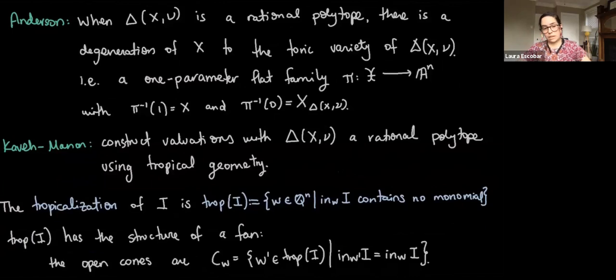It's very classical, but very surprising when you learn about it, that the tropicalization, this baby case of tropicalization, has the structure of a fan. It's a subset of Q^n, but you can subdivide it, cut it into pieces, in the following way. You define the open cones as follows: take a w in the tropicalization, and construct a cone by adding to it all other w's that give you the same initial ideal. You get some open cones, and the union over all of those is the fan structure of your tropicalization.